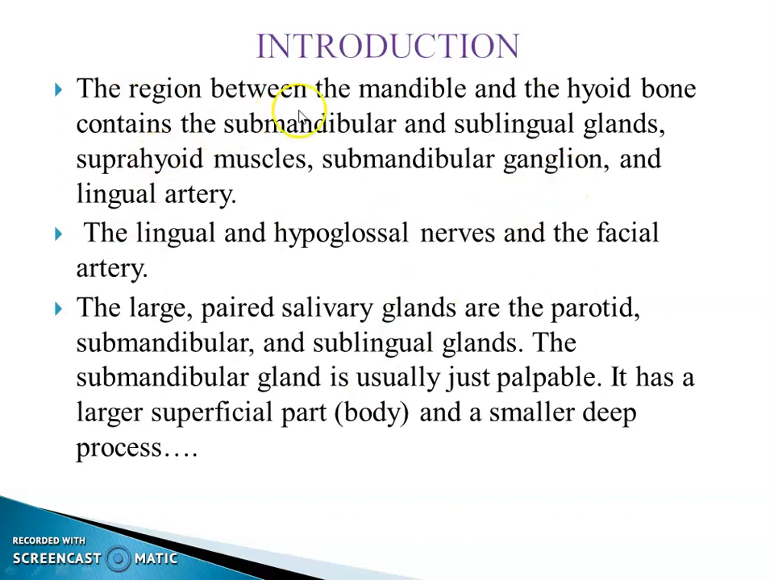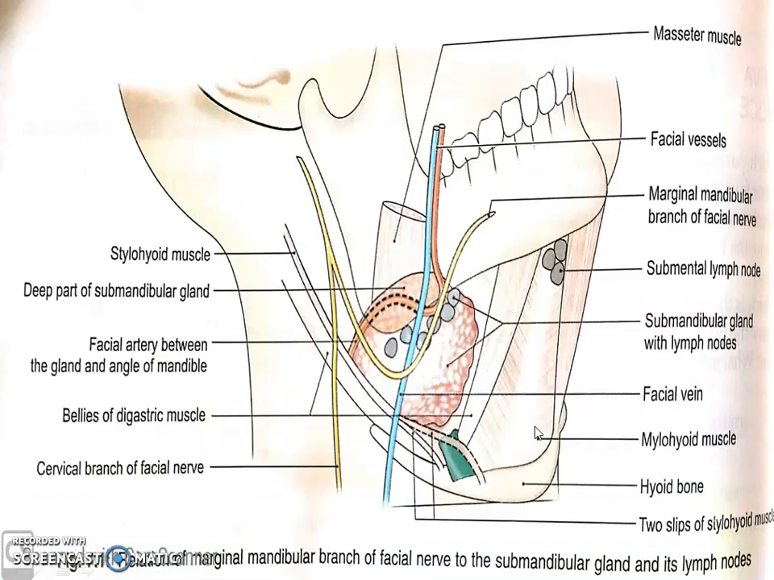Just now we have seen this region. It is present between the mandible and the hyoid bone. It contains the submandibular and sublingual gland, the suprahyoid muscles, the submandibular ganglion, and the lingual artery. Along with these, other structures present in this region are the lingual and hypoglossal nerves and the facial artery. The large paired salivary glands are the parotid, submandibular, and sublingual glands. This submandibular gland is usually just palpable, and it has a large superficial part and a small deep process.